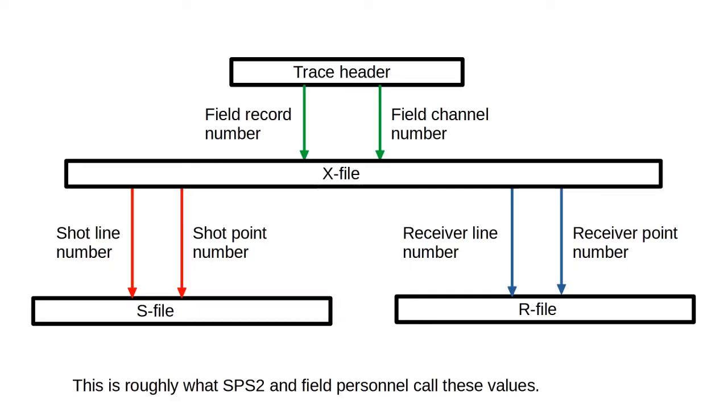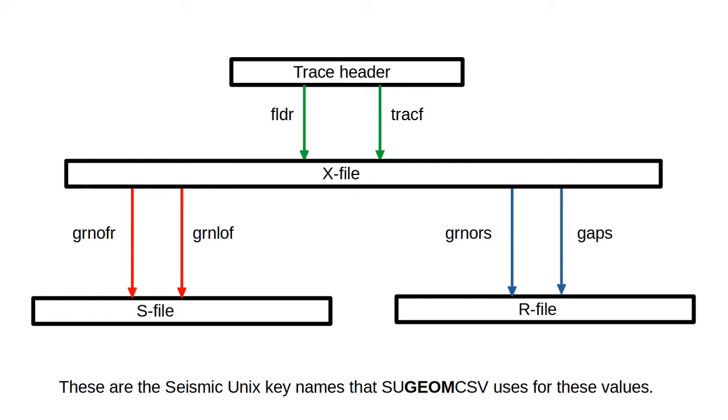The two values in both the X records and the R records are the receiver line number and the receiver point number. These are the Seismic Unix key names that are used for these values. The top two key names are quite well known. The next four keys are what I decided to use when I wrote SU Geom CSV. Seismic Unix has a limited number of keys, and these four keys were actually defined for 2D split spread situations. So they have some historical relationship to what they are used for in 3D.